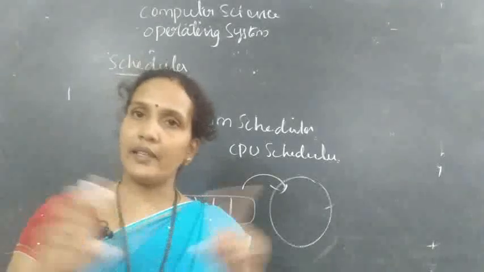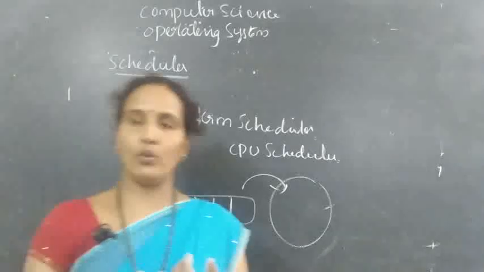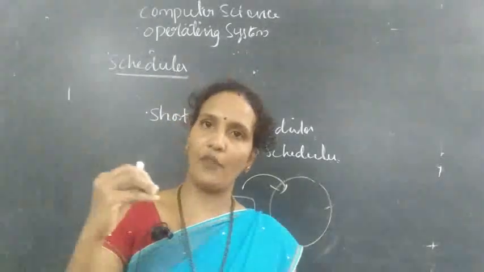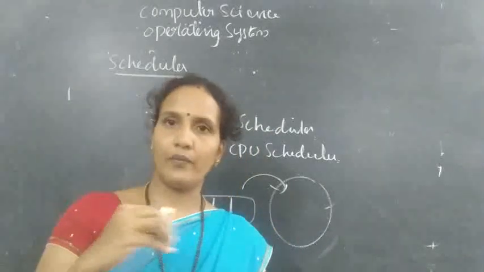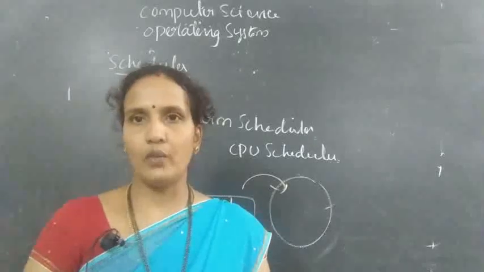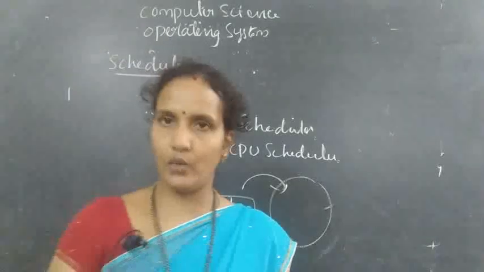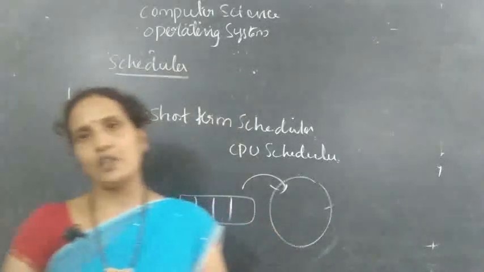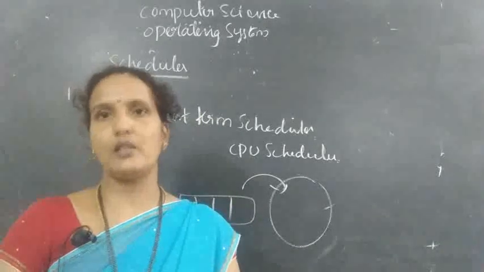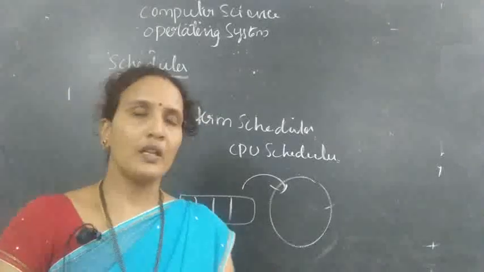The operating system will create the queue, but who will select the job from the scheduling queue? The scheduler will select. It will pick one job from the scheduling queue and load that job into the CPU for execution. So there are three types of schedulers: long term, medium term, and the third one, short term.